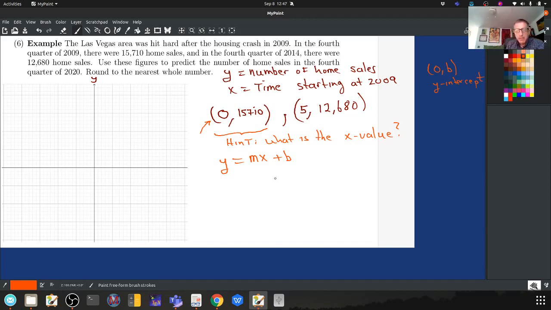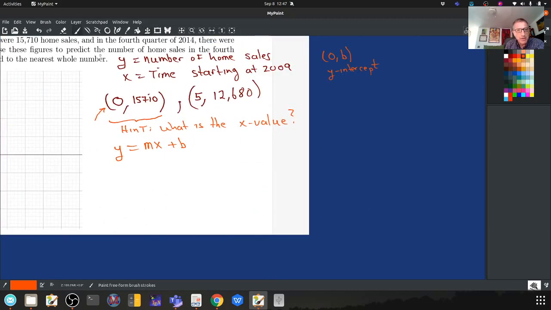Now we could clearly go ahead and use the point slope format, but in this case let's turn it into y is equal to mx plus b, because at some point we want to use this to predict the number of home sales in the fourth quarter of 2020. That's going to give us an x value, years since 2009, of 11. So I want to plug in 11 once I find the value of m, and I already found the value of b, and compute what the resulting y is predicted to be.